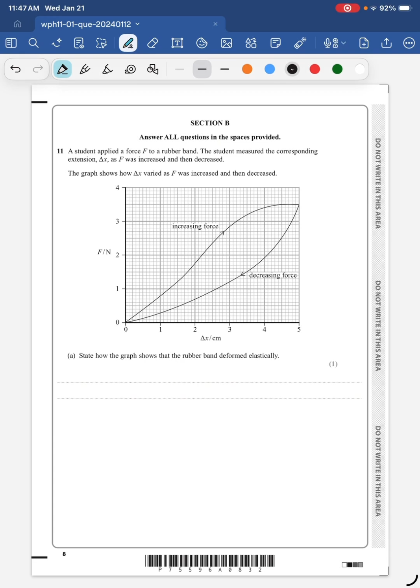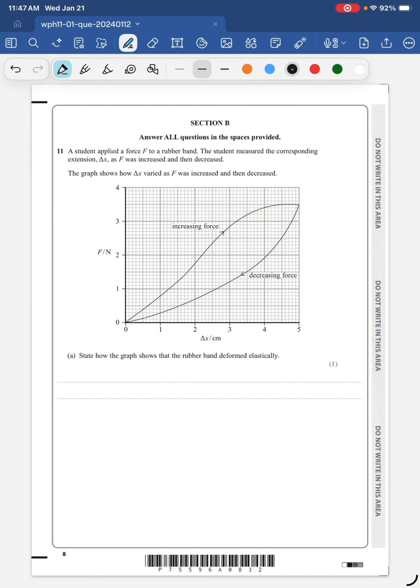Okay, so a student applied the force F to a rubber band. The student measured the corresponding extension delta x as F was increased and then decreased. The graph shows how delta x varied as F was increased and then decreased. State how the graph shows that the rubber band deformed elastically.